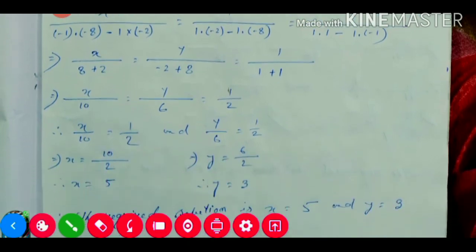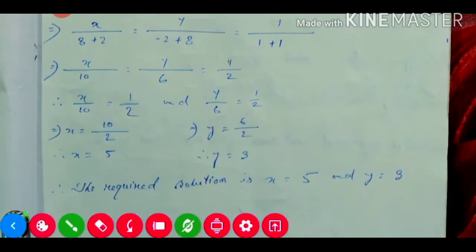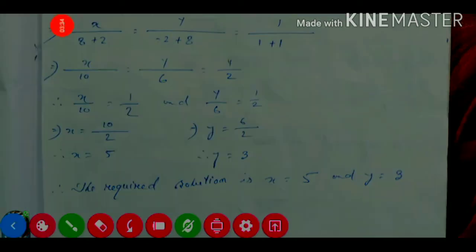Therefore x is equal to 1 divided by 2 for this portion. So 10 divided by 2, therefore x value will be 5. Similarly y divided by 6 is equal to 1 divided by 2. Cross multiplication, then we are getting 6 divided by 2. So y value will be 3. Therefore the required solution is x is equal to 5 and y is equal to 3.